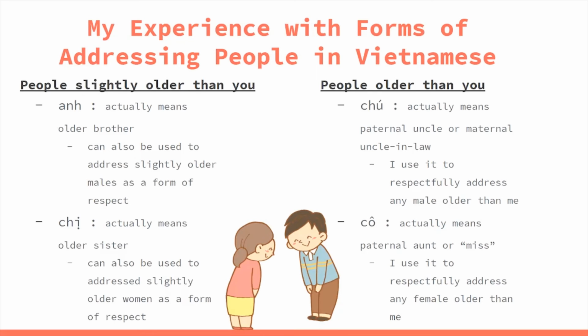Now, for people who are around the age of my parents, I would call them Chu if they were male. This actually means paternal uncle or maternal uncle-in-law. If they were female, I would call them Co. This means paternal aunt or miss.